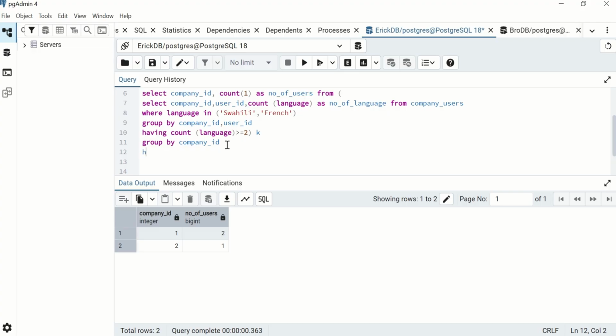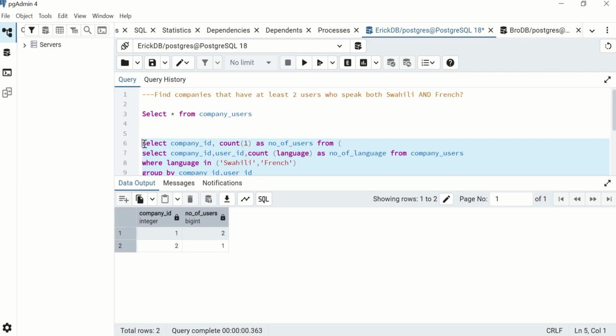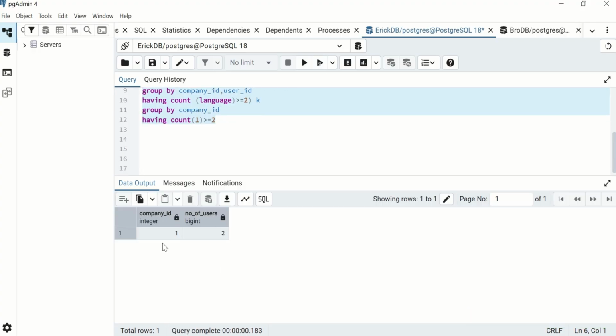So we say having count greater or equal to 2. If you execute this, we're only going to have company ID 1, the company that has at least 2 users who speak both Swahili and French.